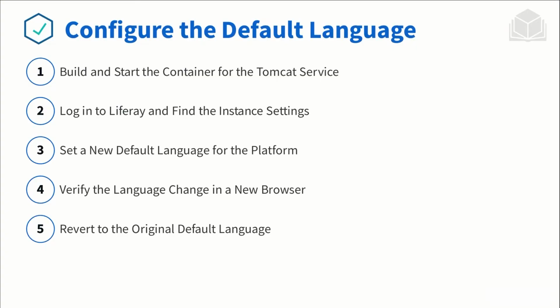Now, going into the exercises, you'll find the exercises written, but what are you doing here? We'll start the container for the Tomcat service, and here we're going to just go into the instance settings and set a new default language for the platform. You can easily find that, and it's well laid out in the exercises. Set a new language, verify that the new language change has taken effect by using a new browser that has a new session, and then you can revert to the original default language. And there you can also try to download a config file.